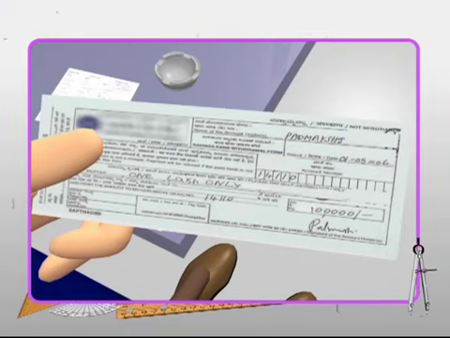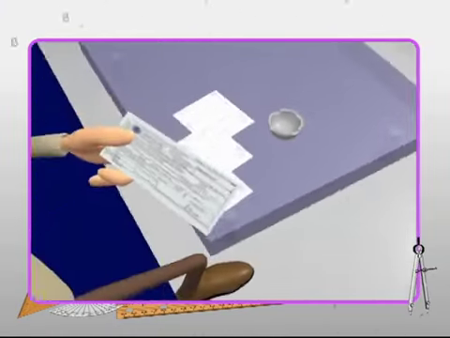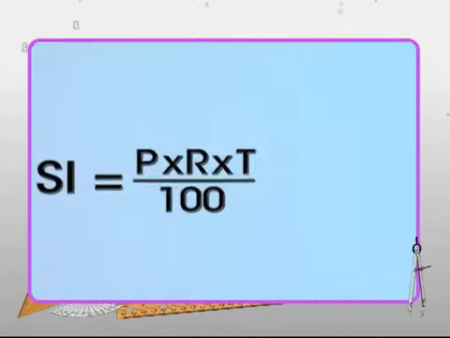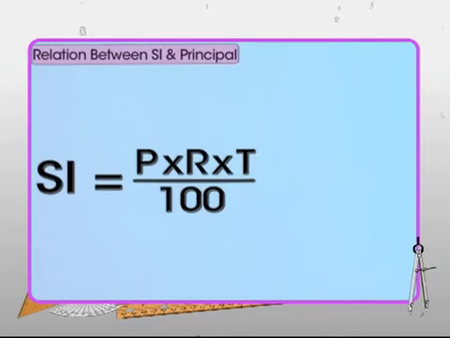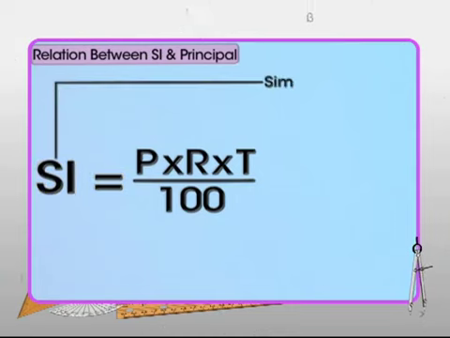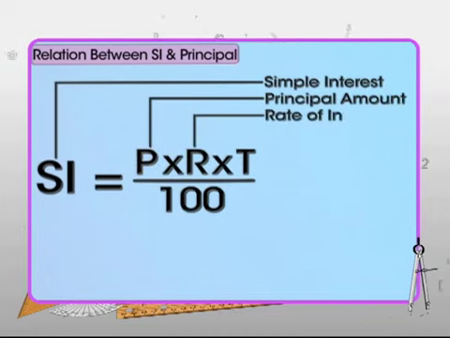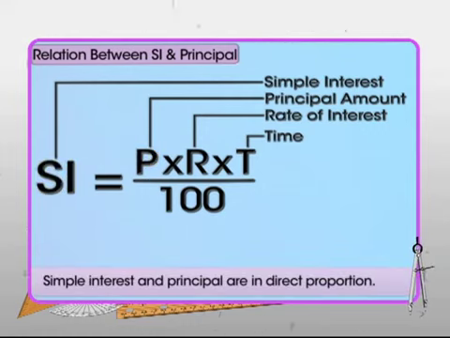Bank deposits are considered to be the safest form of savings. We earn simple interest on the principal amounts invested in the banks. Recall the relation between amount invested and simple interest earned. It is SI equals PRT upon 100, where SI is the simple interest, P is the principal amount, R is the rate of interest, and T is the time duration for which the amount is deposited. Clearly, the two quantities SI and P are in direct proportion.